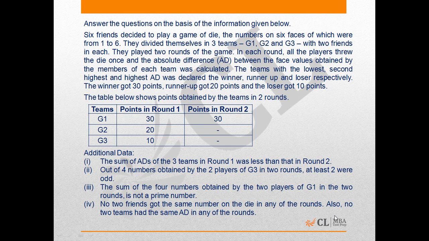One of the most difficult problems in this section, and one should attempt it only after attempting the easier questions. Here we have six friends who decided to play a game of die. The numbers on the six faces were from 1 to 6.